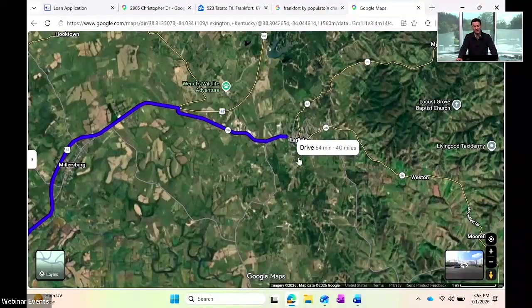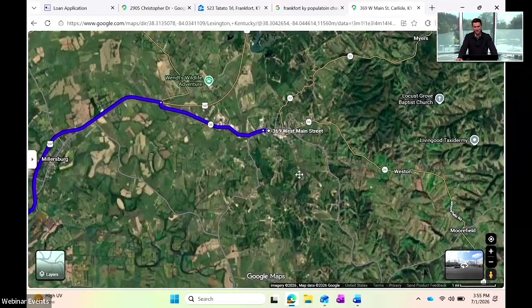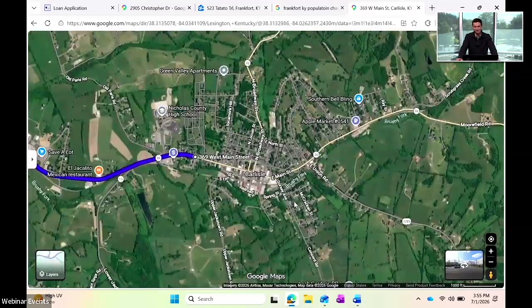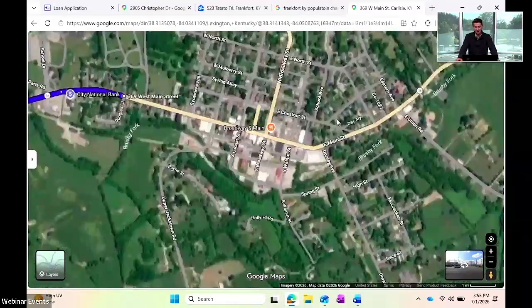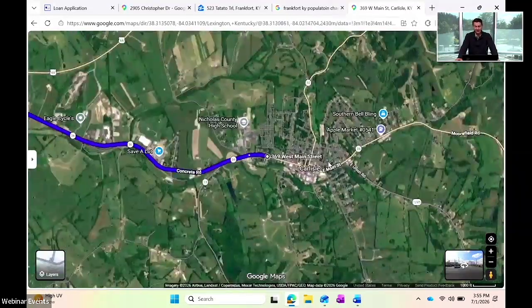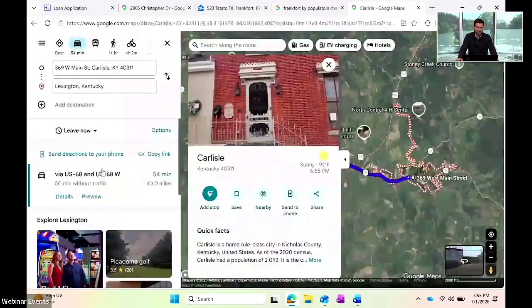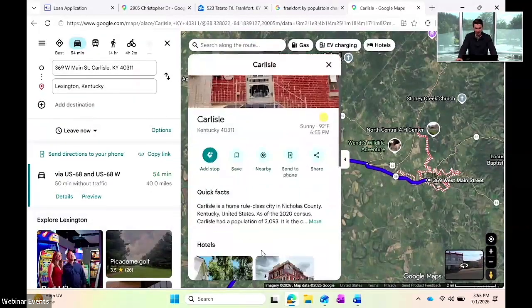So first of all, Carlisle, not the state's capital, and also not a very built out area. I'm seeing a lot of farmland. I'm seeing a small town. I'm going to guess the population here is, you know, like 600. Let's just see if it'll tell me on here. It has a population of 2,000. Okay, great.